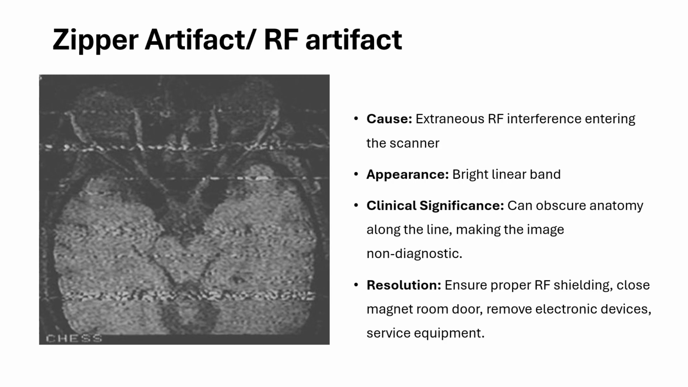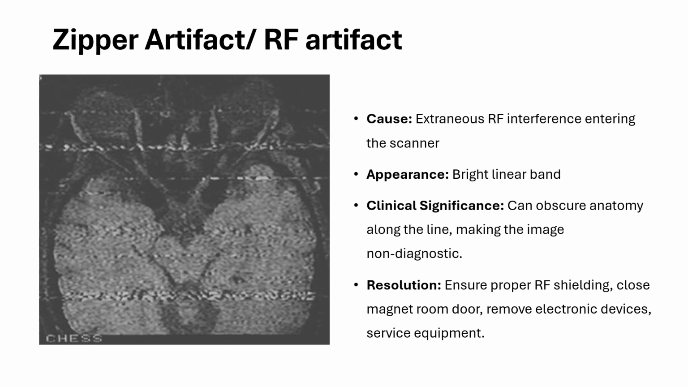Zipper artifact or RF artifact is caused by extraneous RF interference entering the scanner room, like electronic devices, poor shielding or an open door, and its appearance is a bright linear band like a zipper running across the image, usually in the phase encoding direction. So we can see in this image there are some bright linear structures seen across the image.